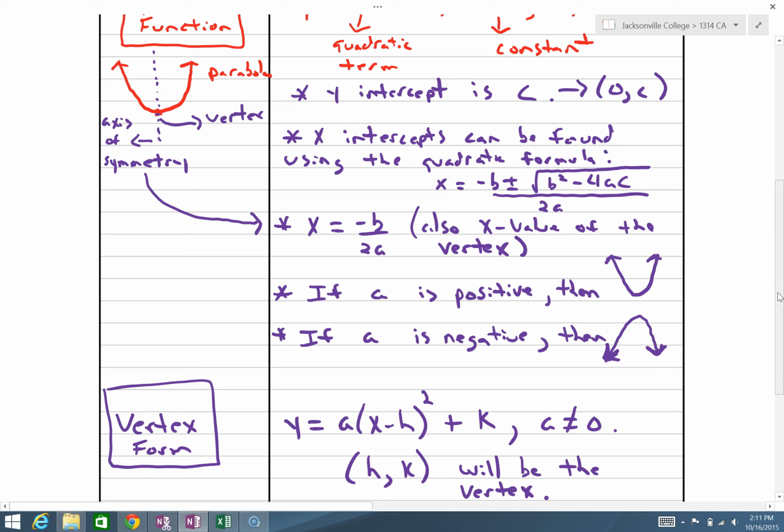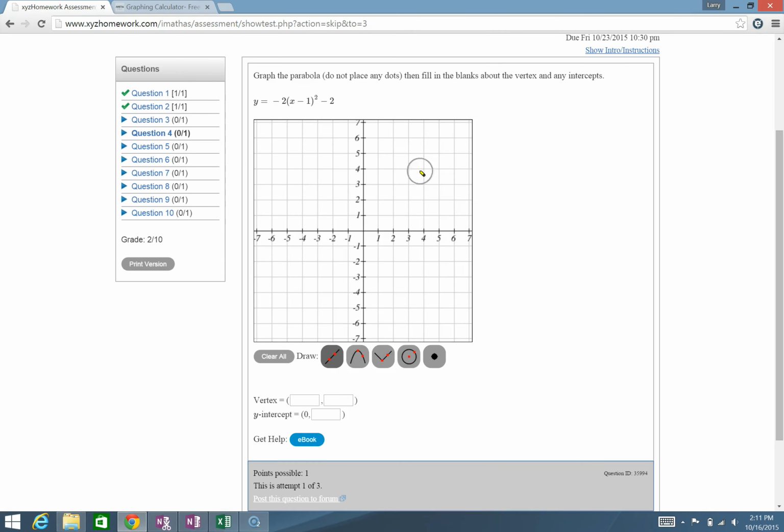Vertex form is the form y equals a times x minus h squared plus k. And h and k give the vertex. So h is the opposite of this in here. It says negative this value, so we'll take the opposite. k is exactly what this is out here. Thus, back to our business.